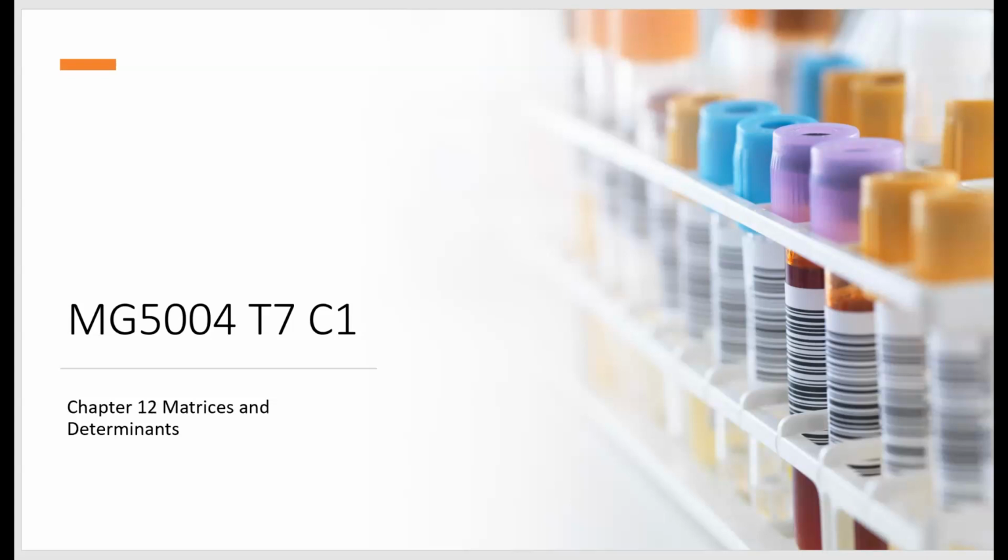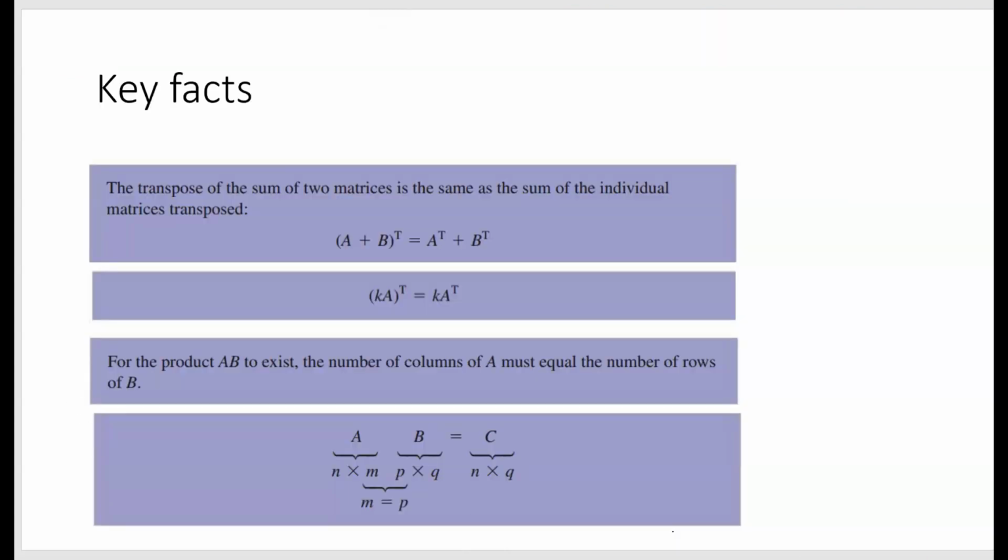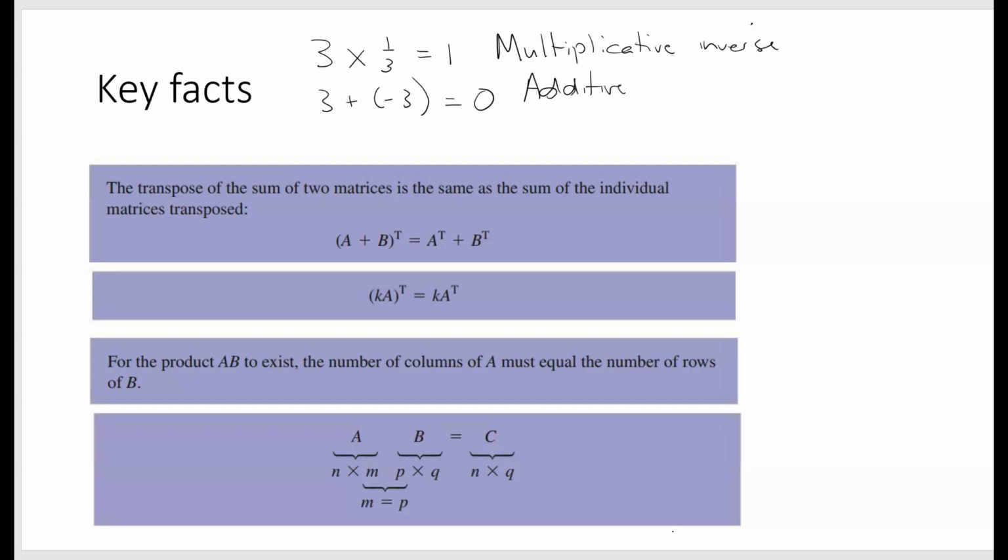Now we're starting on chapter 12, looking at matrices and their determinants. Before we do that, we just need to think a little bit about ordinary numbers and inverses. For example, 3 times a third is 1, and there we're talking about multiplicative inverses. And 3 plus negative 3 equals 0, that would be the additive inverse, the inverse when you are adding.